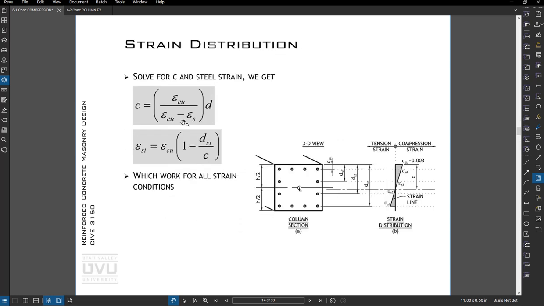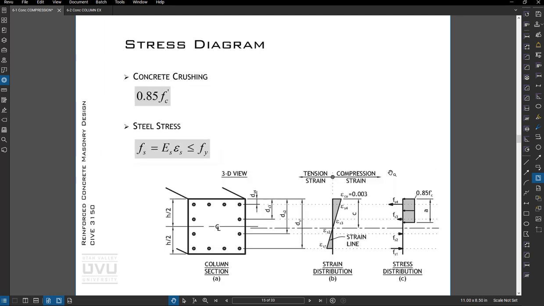Okay, so once we have the strain diagram, we want to convert the strain in the column to stress in the column. To do that, we're going to say the compression is a block that's 0.85 times the f'c, that's this dimension, and then a deep. And remember, a is going to be that beta 1 times c. So we have c times beta 1. That varies depending on the compressive strength of the concrete. For 4,000 psi, it's 0.85. Not to be confused with that 0.85.